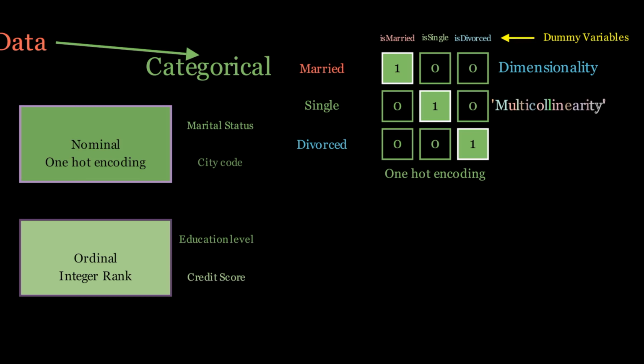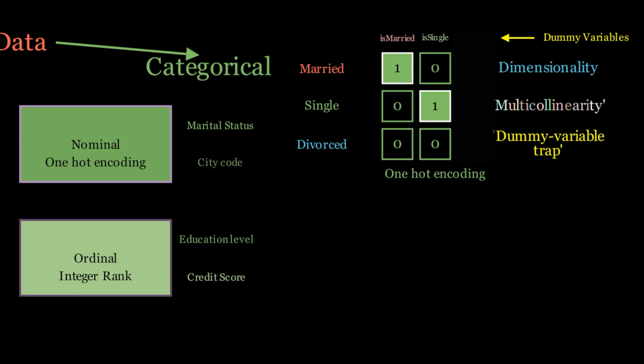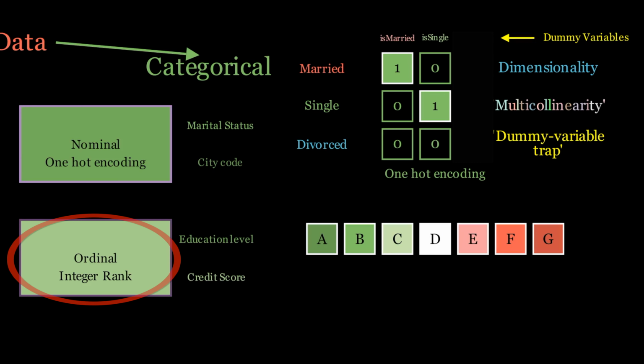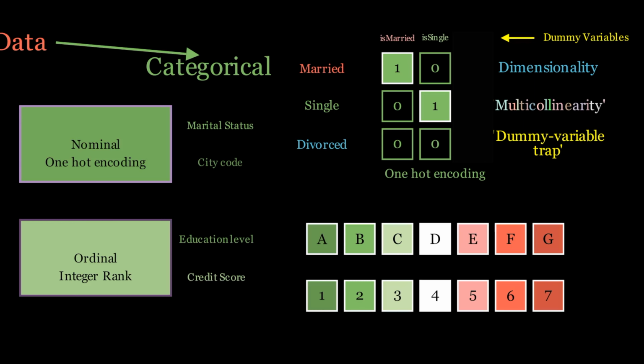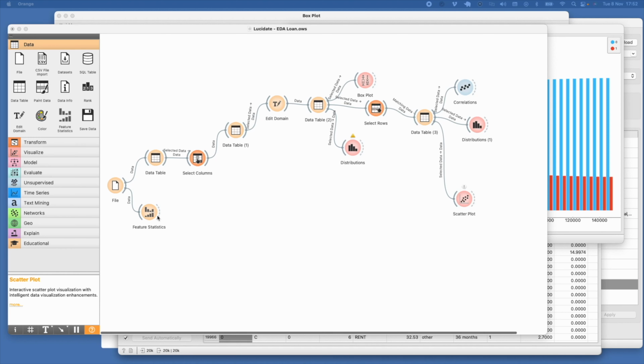We can address both these issues by dropping one of our one-hot encoding columns. It doesn't matter which one. You'll sometimes hear this referred to as the dummy variable trap. For our ordinal variables, where there is an explicit rank, we can convert our codes to an appropriate set of ordered integers. So let's return to the pipeline we've built.